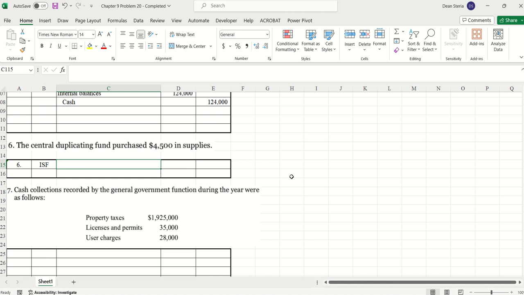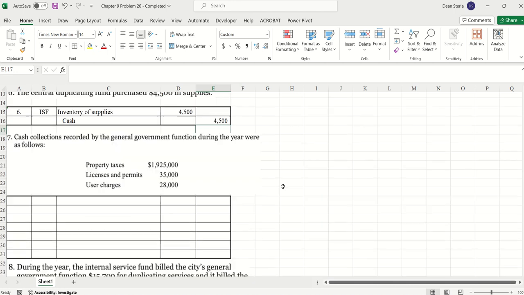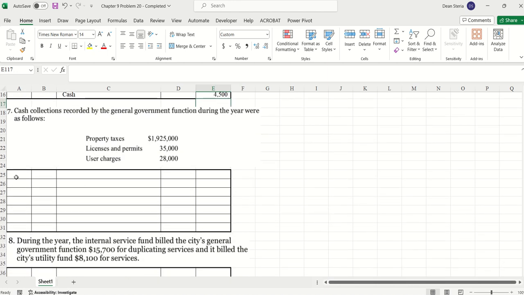So we got that. So we're going to have inventory of supplies. And then we're going to have cash. And that's going to be for the $4,500. Easy enough? Okay. So let's try this one.